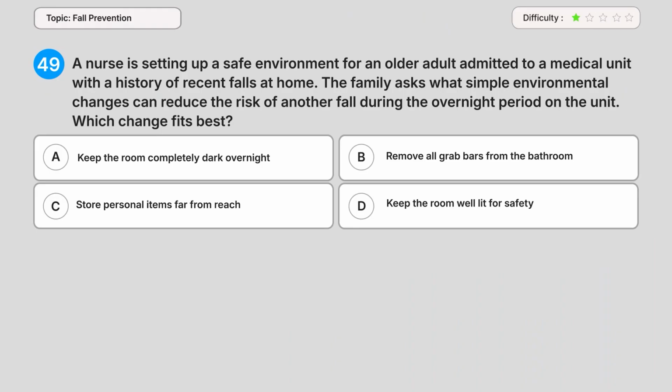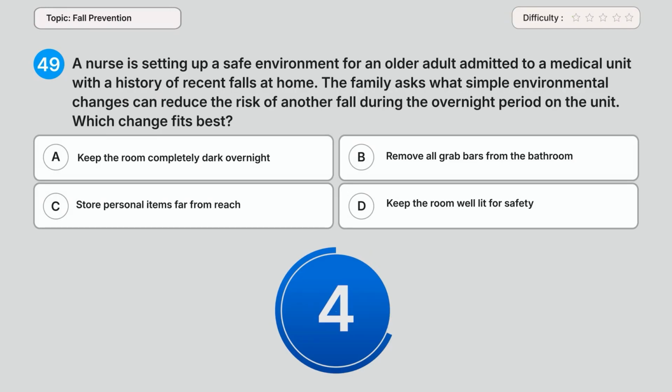A. Keep the room completely dark overnight. B. Remove all grab bars from the bathroom. C. Store personal items far from reach. D. Keep the room well lit for safety. Do you know the answer?